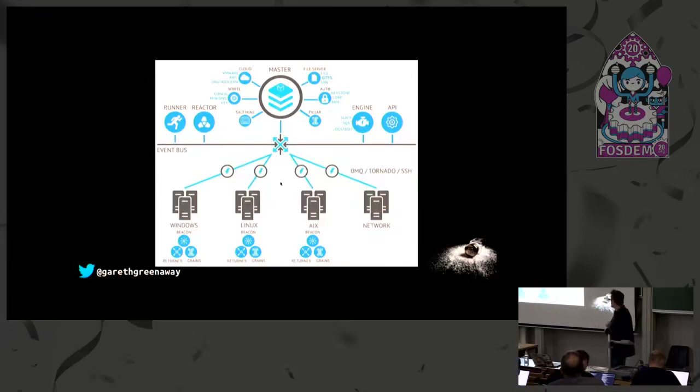So we have our minions running on a variety of operating systems. In this case, Windows, Linux, AIX, as well as some network devices. The lightning bolts represent the 0MQ, SSH. We also support Tornado. The event bus is the line with the X through it. And then we have the various other pieces which are typically found on the master. So your runners, your reactors, and then your Salt master.